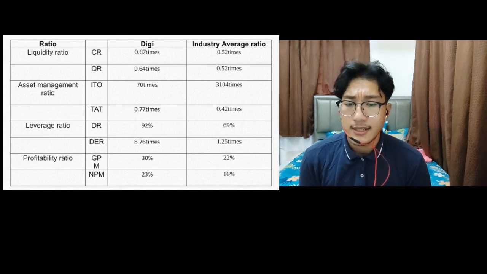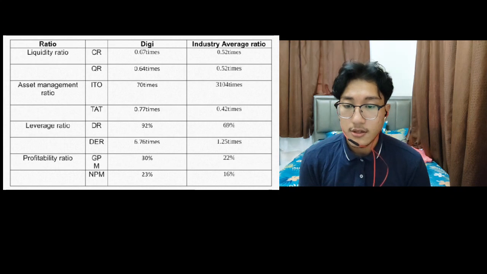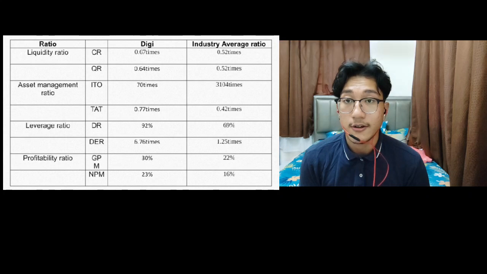This shows that the Digi company has increased slightly in return on contribution margin or gross profit and is able to have the capacity to pay short-term commitment on time.